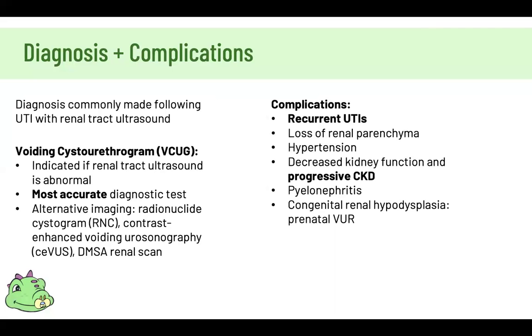In turn, you can also get hypertension, which obviously in a child isn't a good thing. And in specific cases where there's prenatal VUR, so that's when VUR can be picked up on prenatal scans, then the baby can get congenital renal hypodysplasia when they're born.